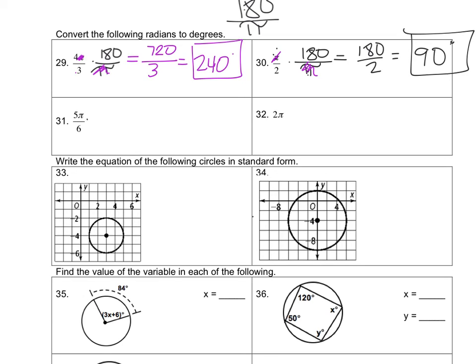31, same thing. You're changing from radians to degrees. So to do that, you're going to multiply by 180 divided by pi. Okay, the pi's are going to cancel. Multiply straight across. 5 times 180 is 900 divided by 6. And 900 divided by 6 is 150. So you have 150 degrees.